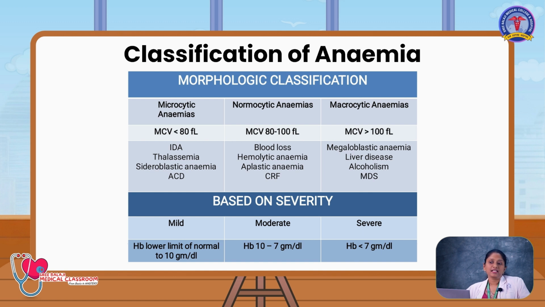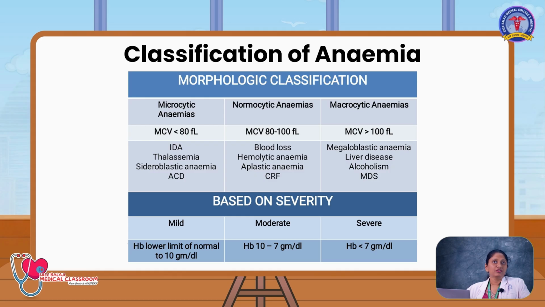When we go to microcytic anemias, the MCV value is less than 80 femtoliters. When it is less than 80 femtoliters, the red cells are much smaller in size and they present as microcytes. This is common in iron deficiency anemia, thalassemia, sideroblastic anemia, and anemia of chronic disease.